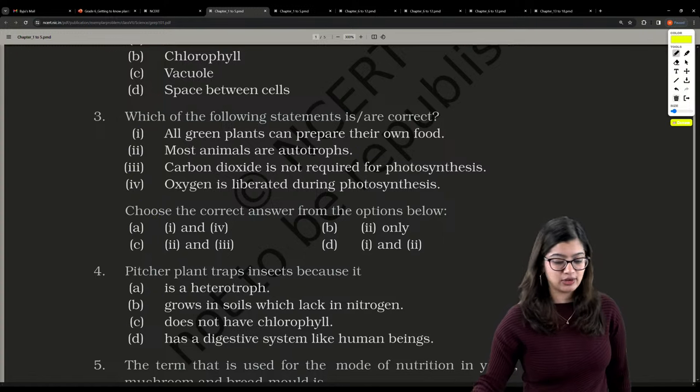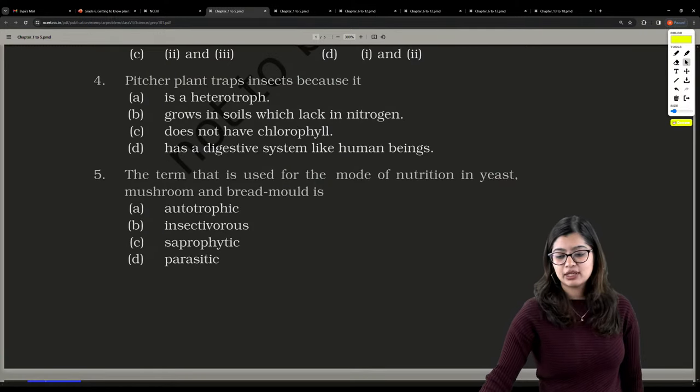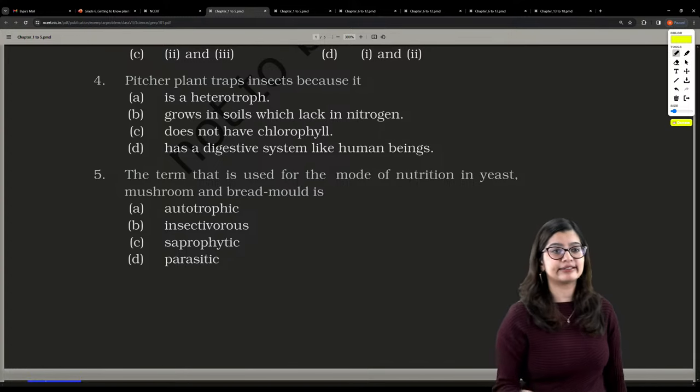What is the difference between cellular respiration and respiration? Nothing, it's more or less the same. Just that it is happening inside the cells.